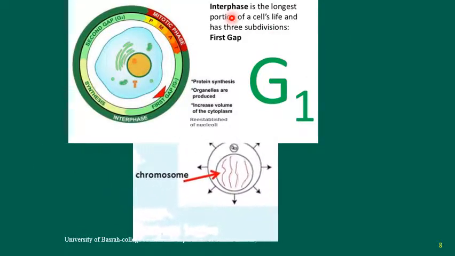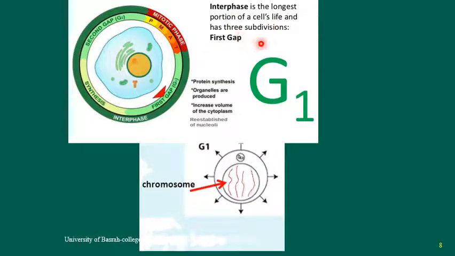Interphase is the longest portion of a cell's life and has three subdivisions: GAP1, S phase, and GAP2. The daughter cells formed during mitosis enter GAP1. GAP1 is characterized by the following: synthesis of RNA and proteins. For example, kinesis protein plays an important role to initiate mitosis.